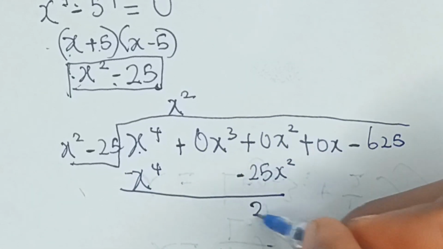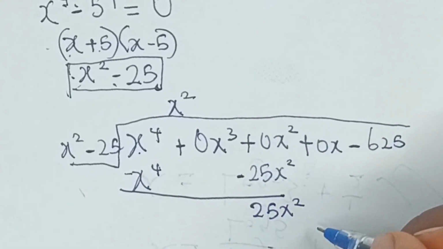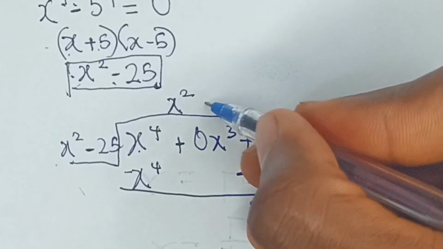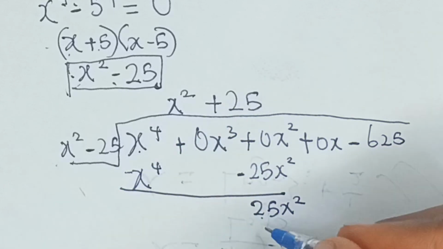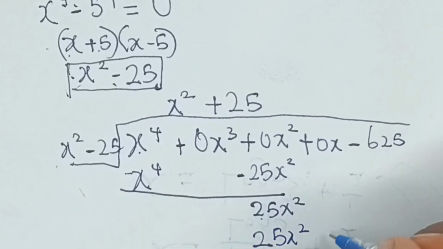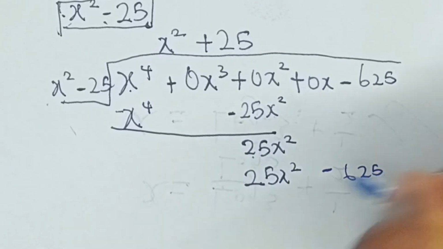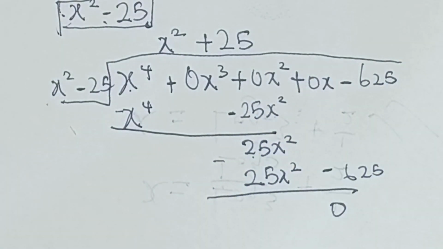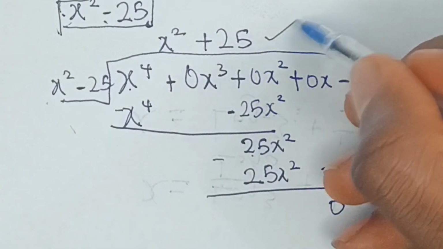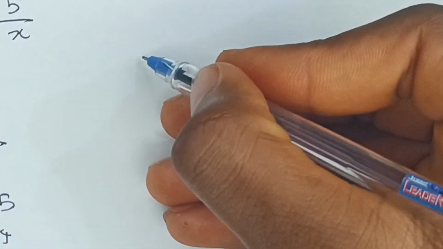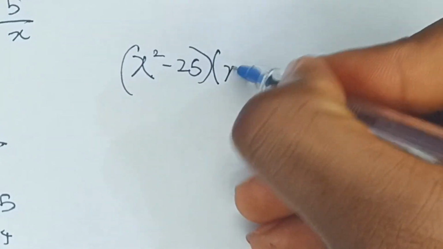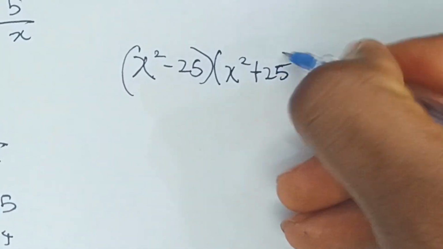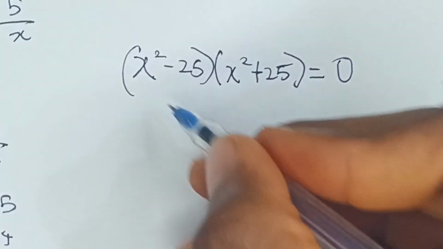Subtracting, we're going to have 25x squared, now positive. Now 25x squared divided by this is plus 25. Now what we're going to have is 25x squared minus 625. When we subtract here, we have 0. Hence, the remaining factor is x squared plus 25. Now, we can say that x squared minus 25 into x squared plus 25 is equal to 0. We've already gotten the answers for the first factor.